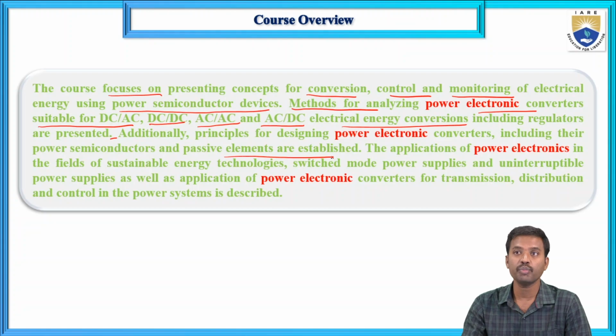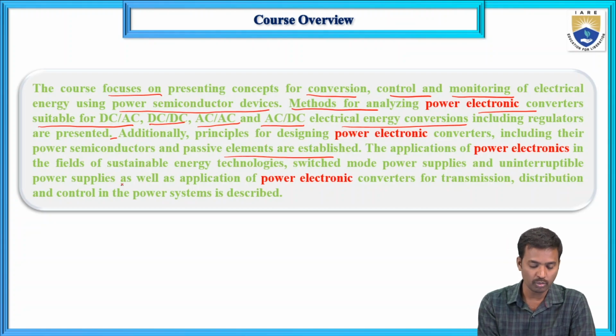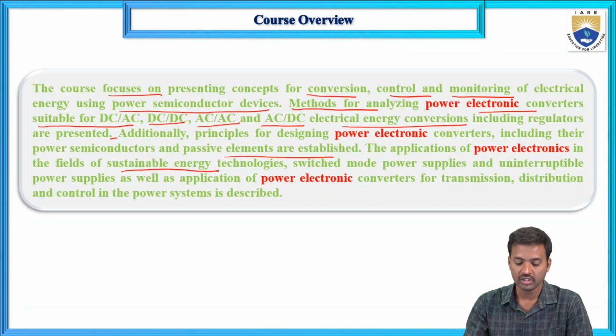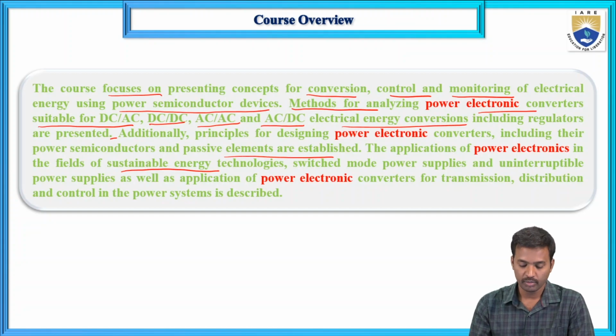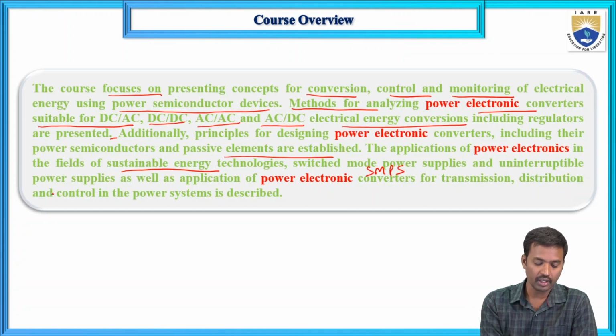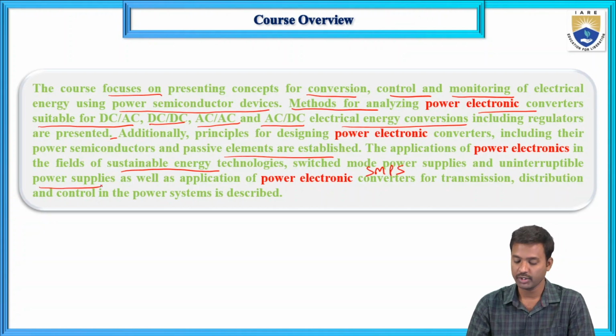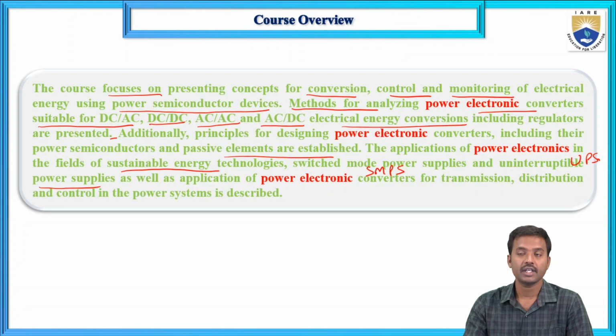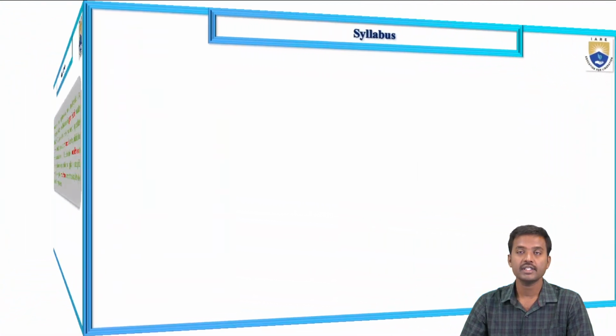The applications of power electronics in the field of sustainable energy technologies, switched mode power supplies, that means SMPS, and uninterruptible power supply, that means UPS, as well as applications of power electronic converters for transmission, distribution, and control in the power system, are described. This is regarding the overview. Now the syllabus.